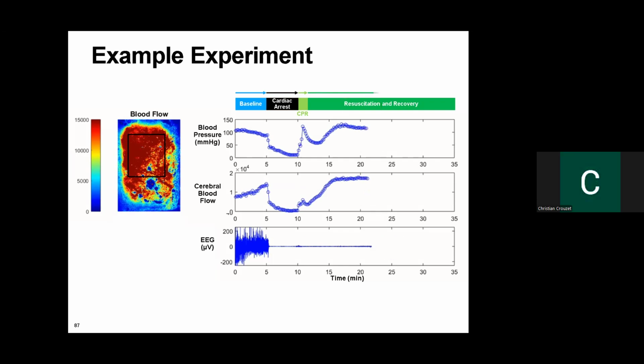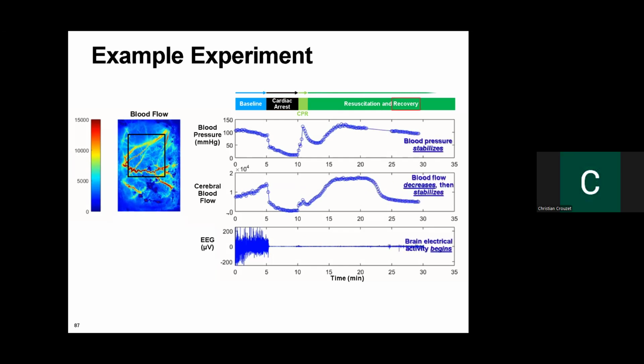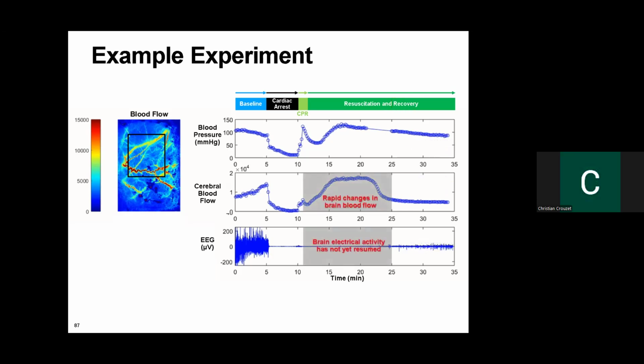So as the experiment goes on a little bit further, the blood flow would decrease and then stabilize in a hypoperfused state. The blood pressure will slowly go down and maintain roughly equal values to its baseline levels. And then the brain will actually start firing again at some point later. For a lot of my PhD work, one thing that we were looking at was these rapid hemodynamic changes that are occurring when the brain is not active yet.